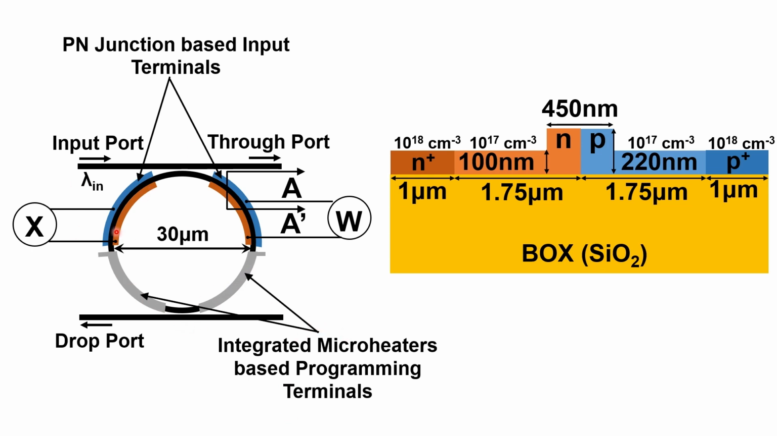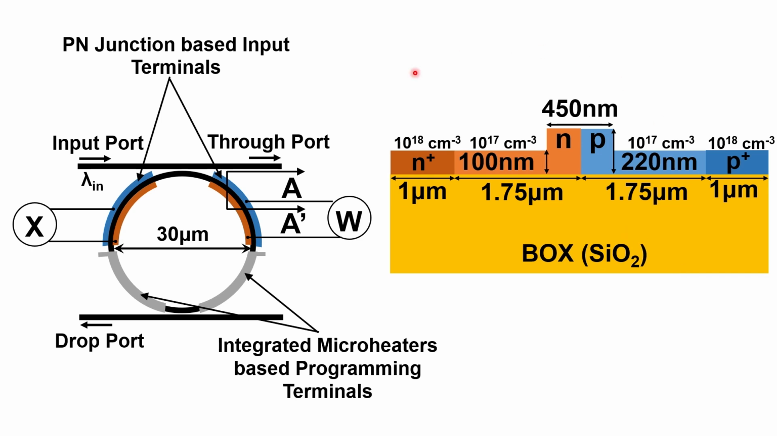Two quarter-sized sections of this device are two PN junctions which operate in forward bias condition, whereas the remaining two quarter-sized sections integrate microheaters. The cross-section of a PN junction-based section of this device is shown here, which is basically a ridge waveguide with an embedded lateral PN junction fabricated on the top of a buried oxide layer. The dimensions of the p-type and n-type regions and their corresponding carrier concentrations are also provided here.